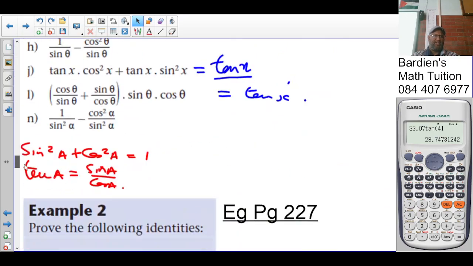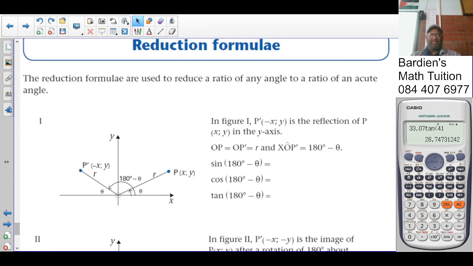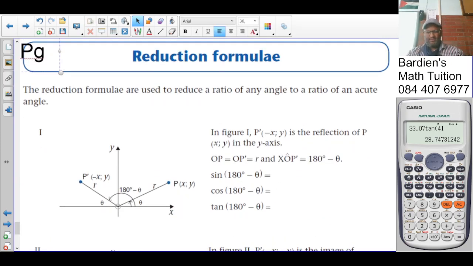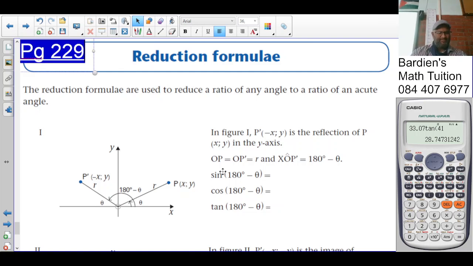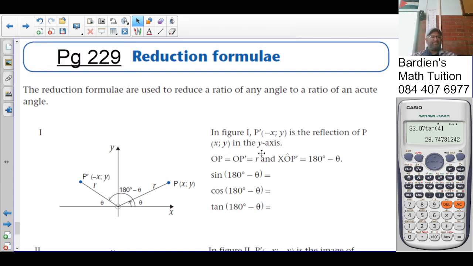Alright, listen. We are looking at reduction formulae, and this is on page 229. So here we are told the reduction formulae are used to reduce a ratio of any angle to a ratio of an acute angle. So looking at figure 1.